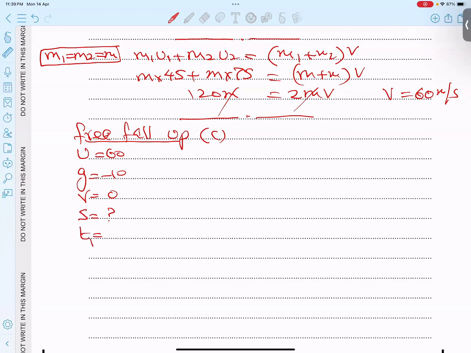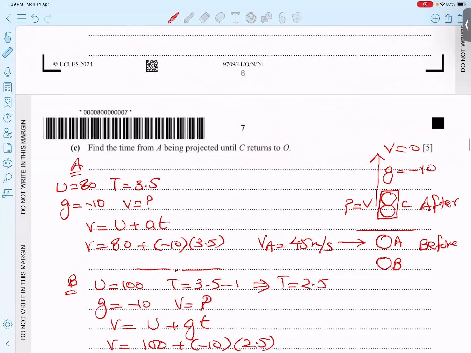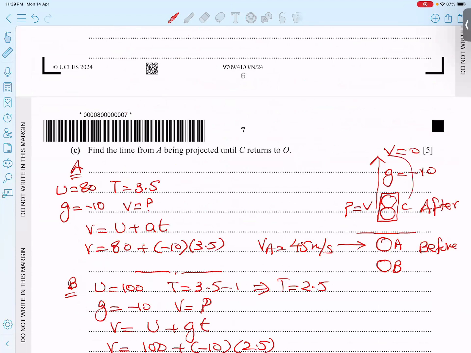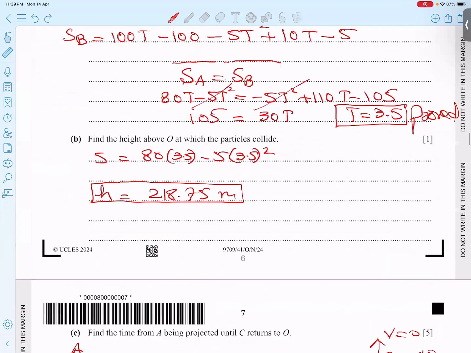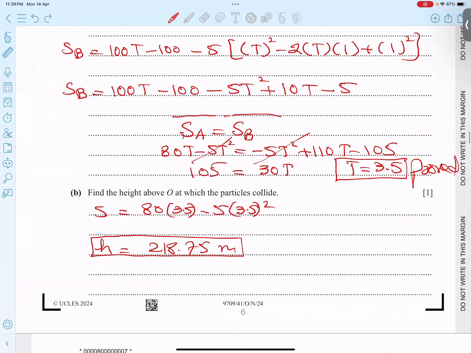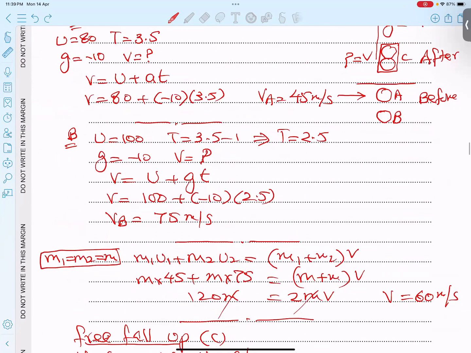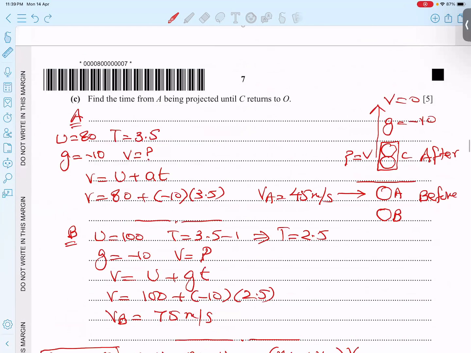I'll call the time T1. So let's go for it. V is equal to U plus GT, and the last velocity is 0. This is 60, gravity -10, and T1. So T1 becomes 6 seconds. It means this is the time to reach the top after the collision and coalescing, which is 6 seconds. Before the collision we had a time of 3.5 seconds. Okay students, after this, what is the plan? It will reach the peak, and then it will fall down to reach the ground.